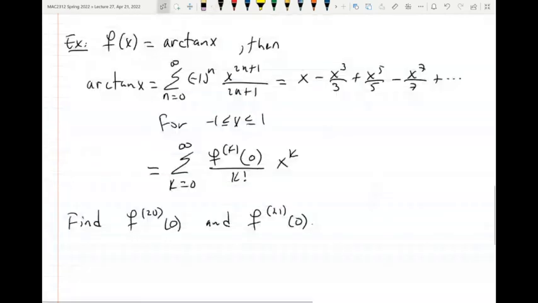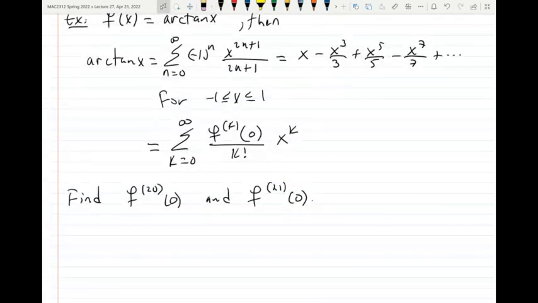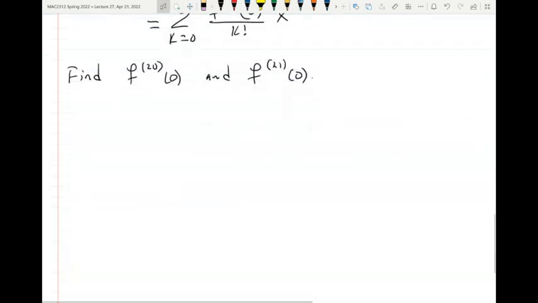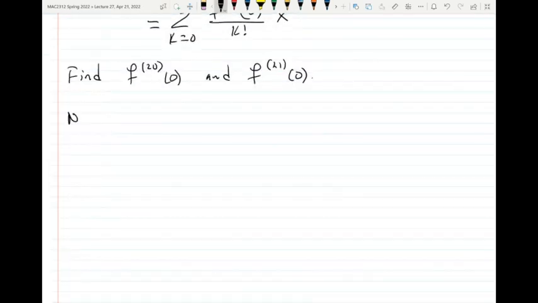The first thing that we need to do is figure out what is a_n. We already know the series, so we need to figure out what is a_n, because once you know a_n, we can make it equal to this expression right here, and then you multiply by k factorial, and then you will get the formula for the derivative, okay? So we need the formula for a_n in the series of arctangent.